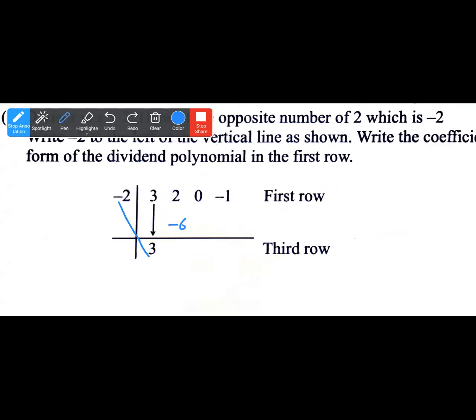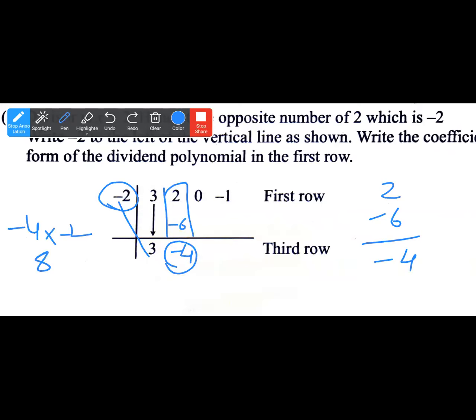2 minus 6, you have to do the addition, which will be minus 4. So that minus 4 will be written in the third row. Then again minus 4 multiplied by minus 2, that value you have to write under 0. Minus 4 multiplied by minus 2 will be plus 8. 0 plus 8 will be 8. And again 8 multiplied by minus 2 will be minus 16. Minus 16 will be written under minus 1. Minus 16 minus 1 will be minus 17.